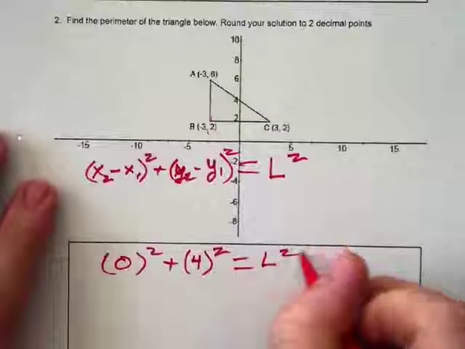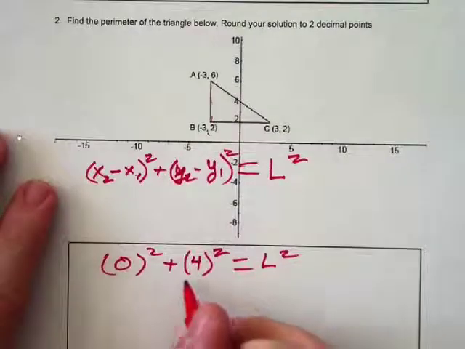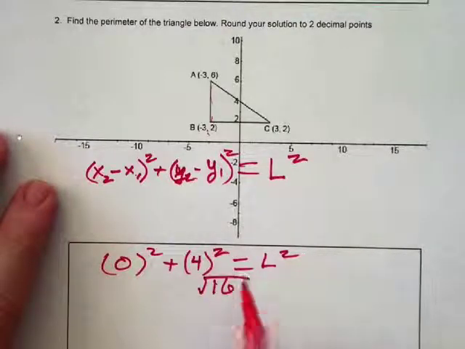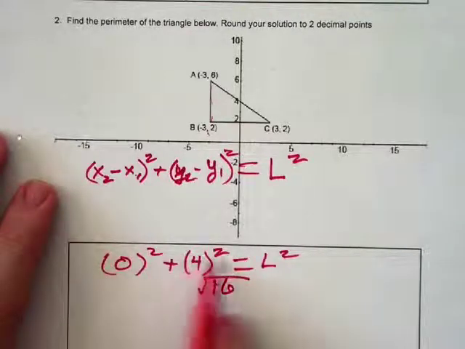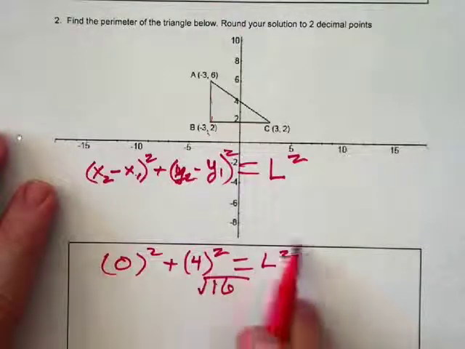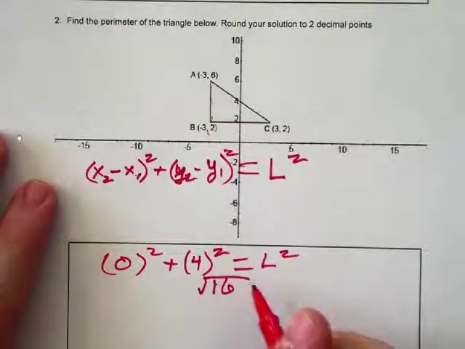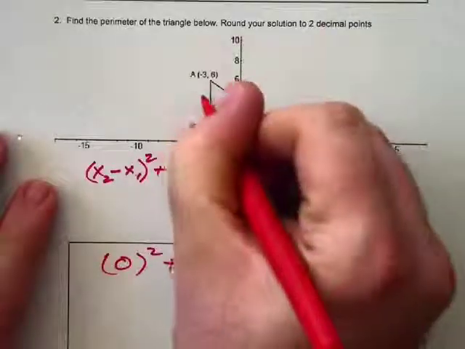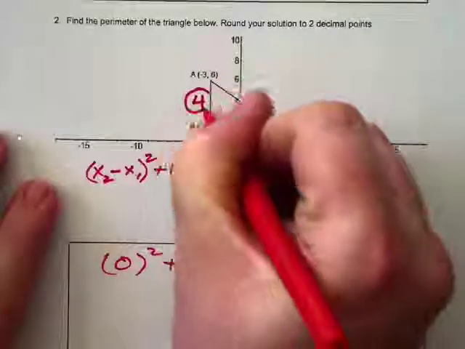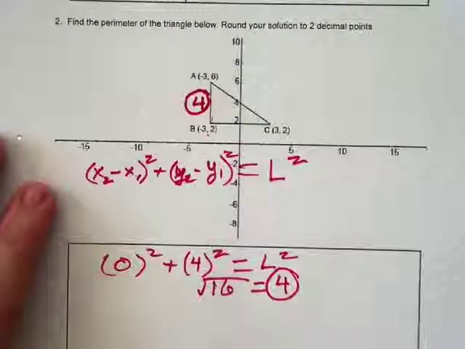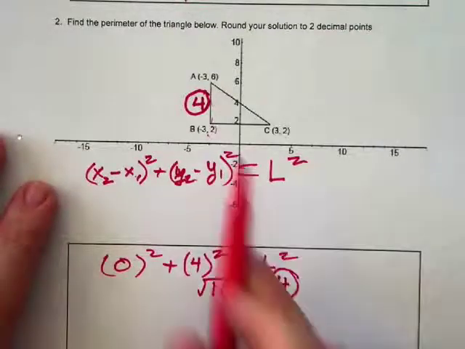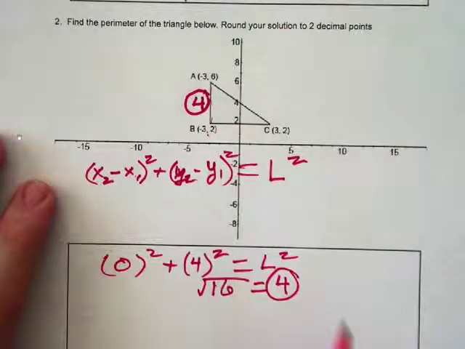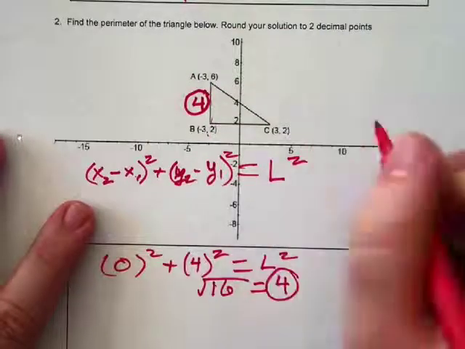So let's solve for it, and we get 16. That's 0 squared, nothing there, and then 4 squared is 16, so the length squared is 16. That tells me the length is 4. So the length of this line is exactly 4. Well, how do you find the perimeter? You find the length of each line and add them together. So now let's find the length of this line.